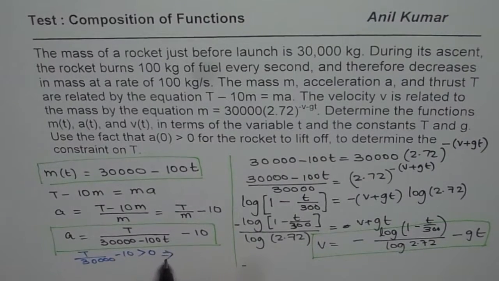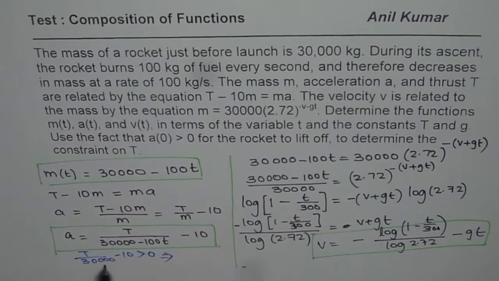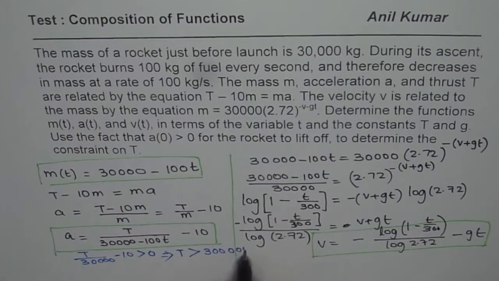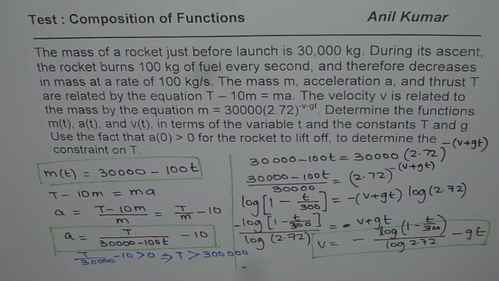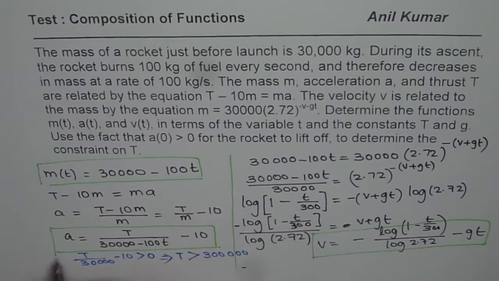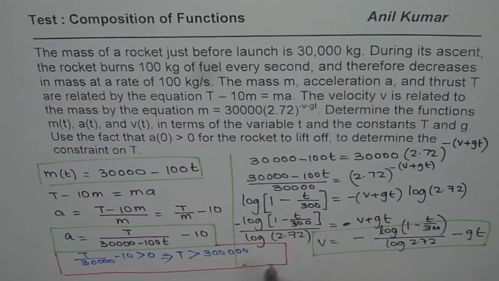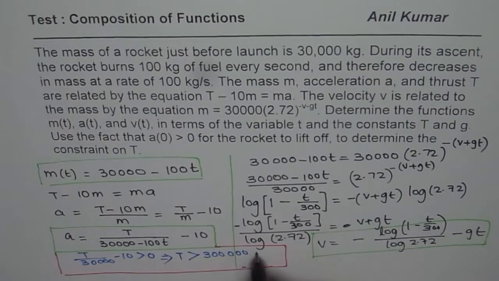Now that implies, let me take plus 10 on this side and multiply by 30,000. So I get T is greater than 300,000, correct? So that becomes the constraint on T. So T should be greater than 300,000. So that is the value. Now units will be newtons for T, the thrust. Now that is how it should be done.